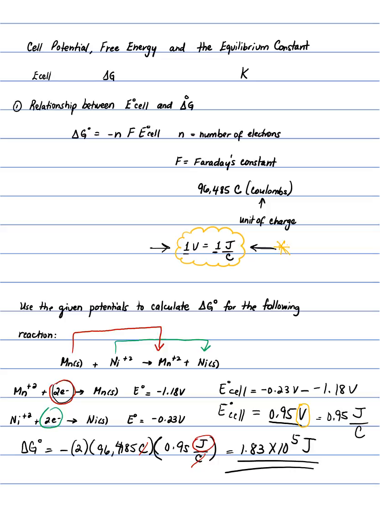So you have 1.83 times 10 to the 5th joules. That's the value for the delta G for this reaction that you have between manganese and nickel plus 2. You can be asked the same type of calculation, but finding the value of the delta G in kilojoules. So if you need kilojoules, you have to convert your joules to kilojoules to get the final answer.